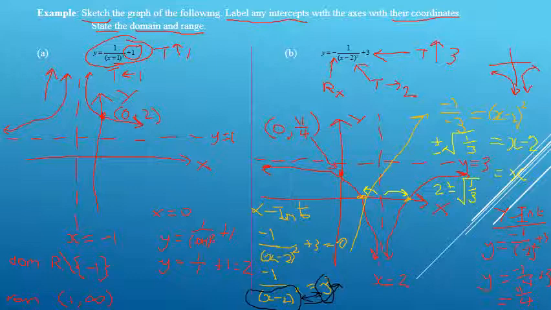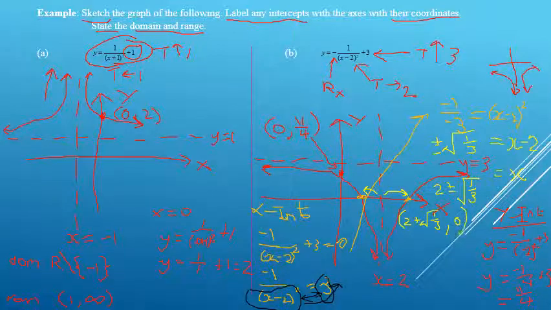On a calculator we can get the approximate values of those answers. But if we had to write these with their coordinates, then this coordinate here would be 2 plus the square root of 1/3, comma 0. And this one here would be 2 minus the square root of 1/3, comma 0. So I'll write that here, 2 minus the square root of 1/3, comma 0.